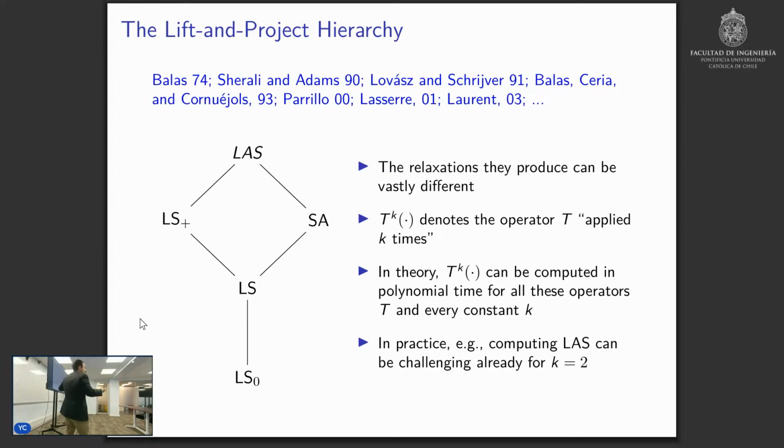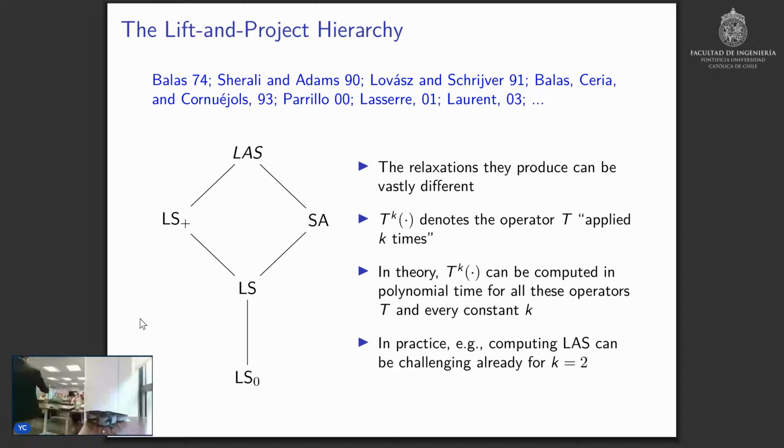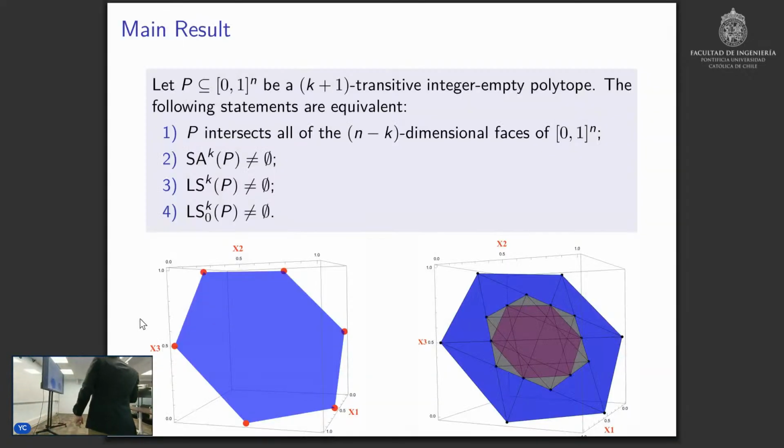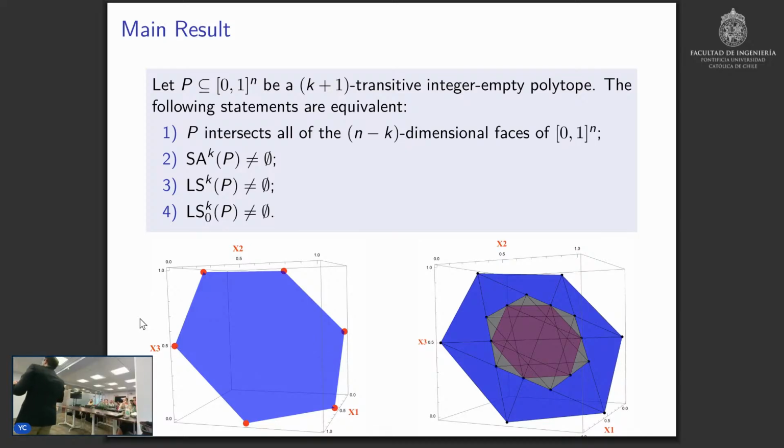In this case, given that you're not able to chop off the optimal P face, then you can think of that as being as weak, right? This guy is as weak as this operator over there. And then on the other hand, you have this statement that basically characterizes when this happens. So that means that P intersects all of the n minus k dimensional faces of the cube.